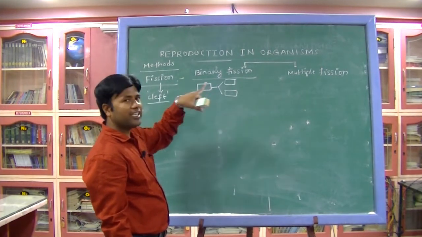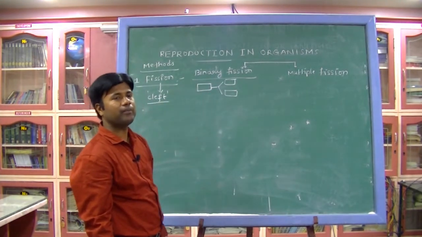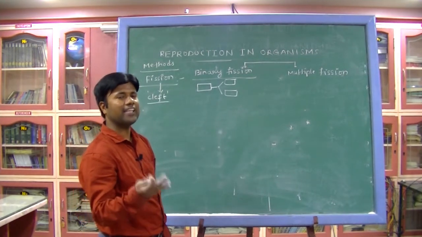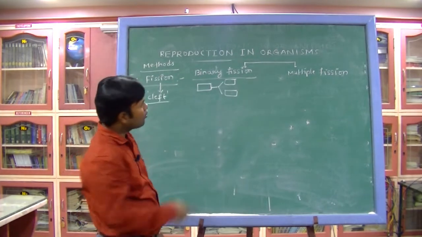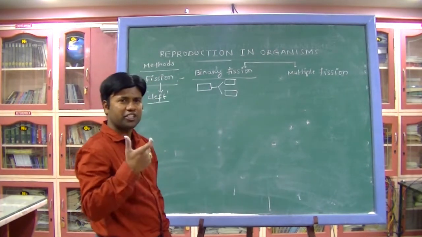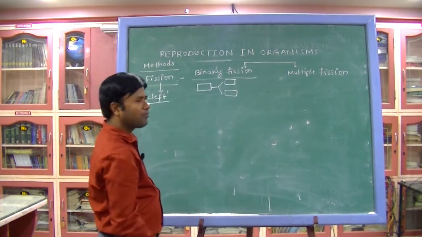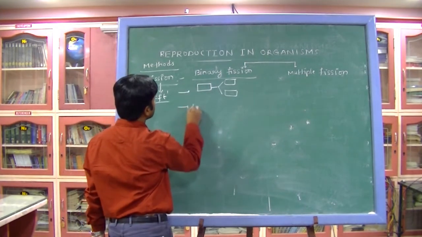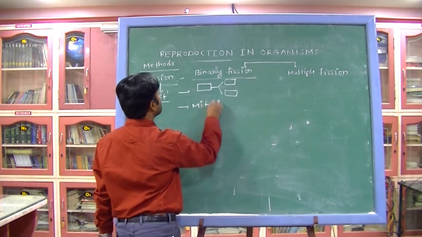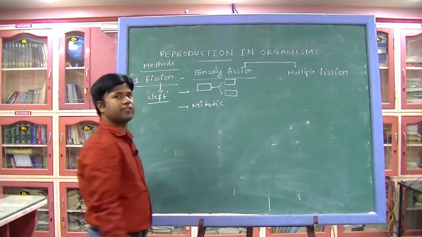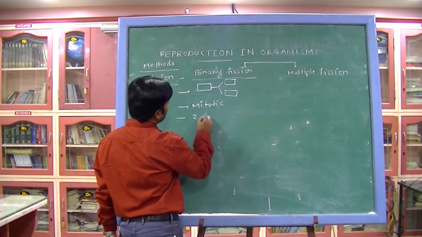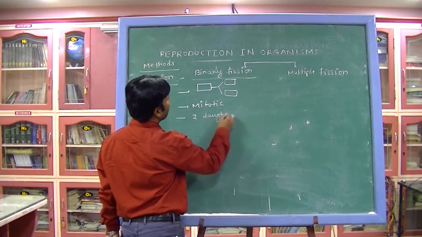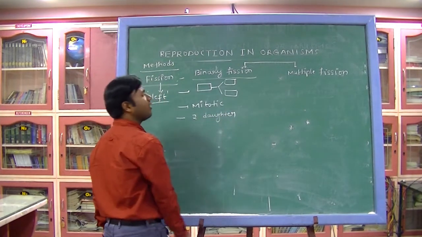Based on the plane of division: transverse division, longitudinal division, irregular division. So far we are learning division, division, division. What division will take place here? Mitotic cell division will take place, and two daughter cells or progeny will be formed.